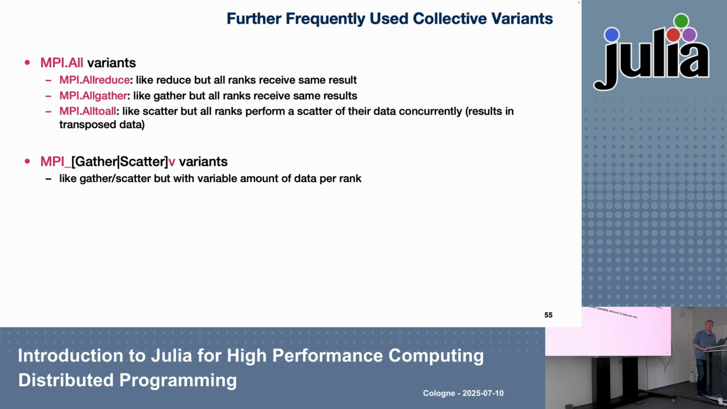In MPI, in the specification, you will find about 200 functions with variations of these main principles. For example, you could have different amounts of data in gather and scatter that you want to receive from different ranks. So you can also implement more complicated communication patterns.